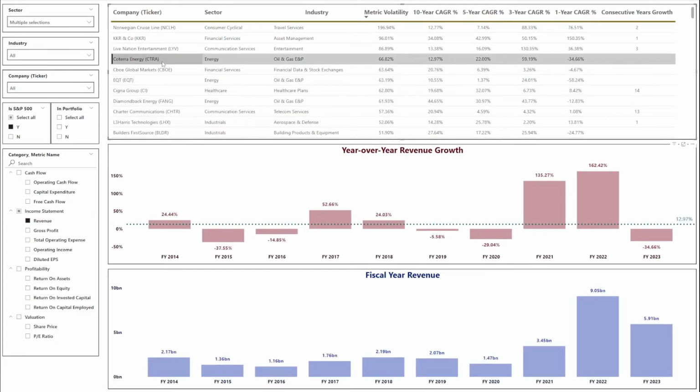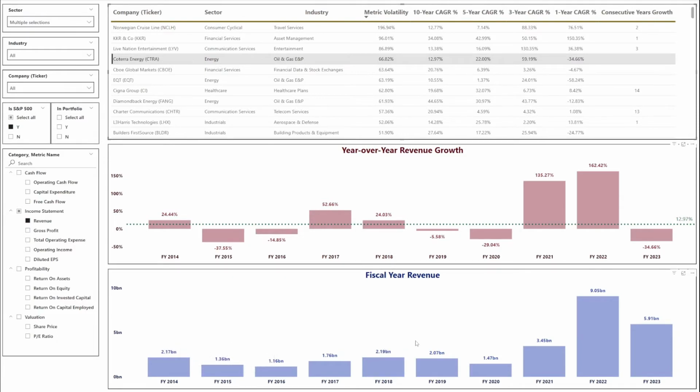Well, we're looking now at Coterra Energy. They have a 10-year revenue CAGR of nearly 13%, which is very good. But their metric volatility is at nearly 67%. Now, this volatility metric is actually a simple standard deviation. So it's a standard deviation of each yearly growth rate for that revenue. And you can see here, it's actually very choppy. They had 24% growth in one year, negative 37% in the next year, 52.6% one year, 162% growth, then negative 35%. And you can see that volatility in their fiscal year revenue here.